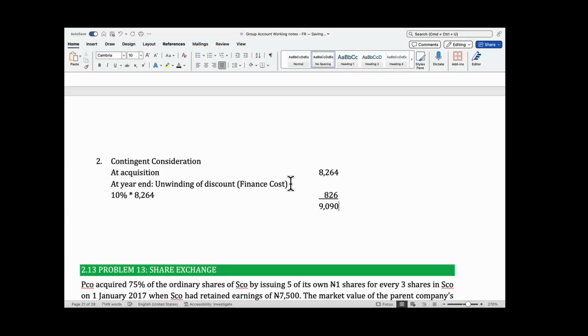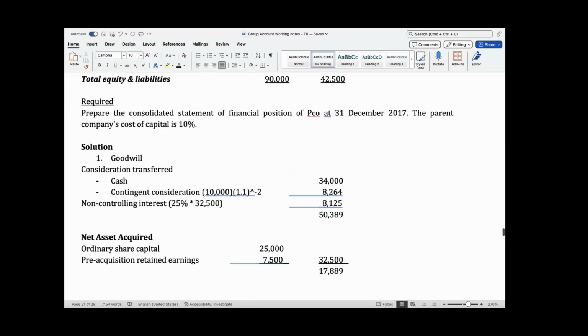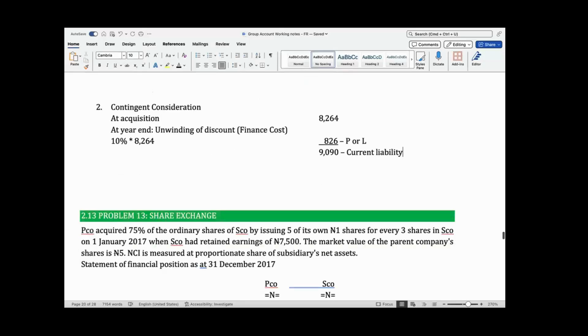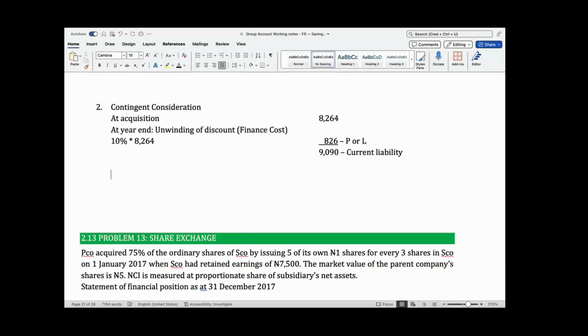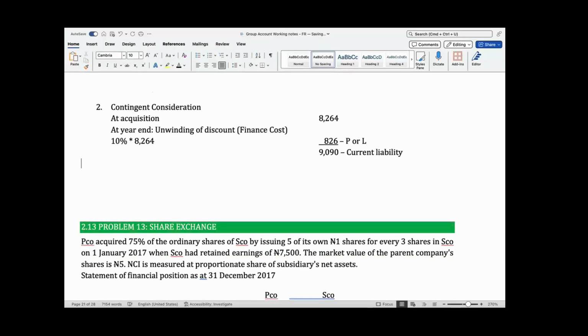Okay. Now, don't forget that this amount will go to where? It will go to P&L, while this one will be a current liability at the end of the year. It's a current liability because it's due next year. If it was due in like 2019, for example, maybe it would be non-current. But in this case, it's due next year, so it's current.